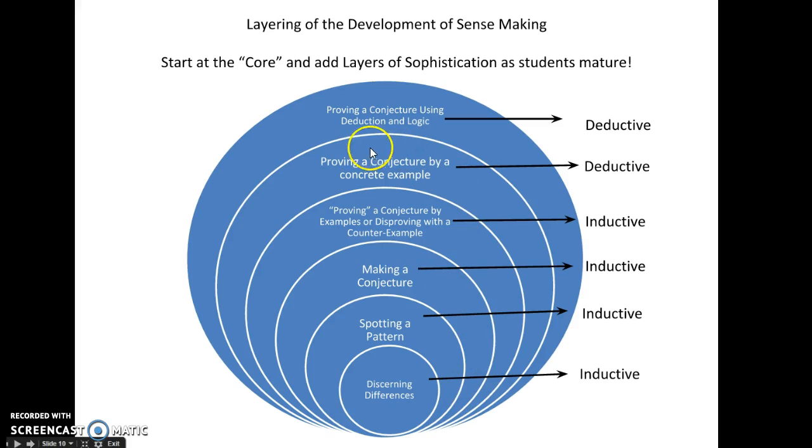So this is a diagram. I like diagrams a lot. And I want you to think of this as an onion. Getting students to be able to write proofs is the goal. But we've got to start small. So essentially, you start small.